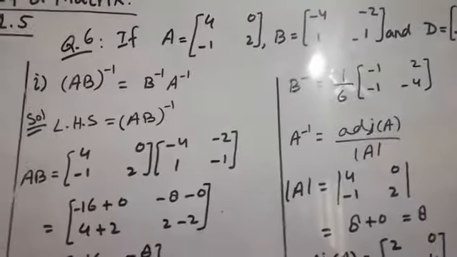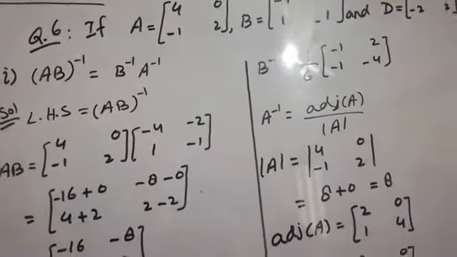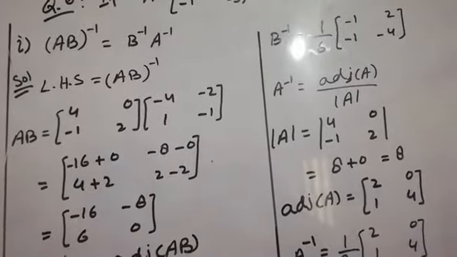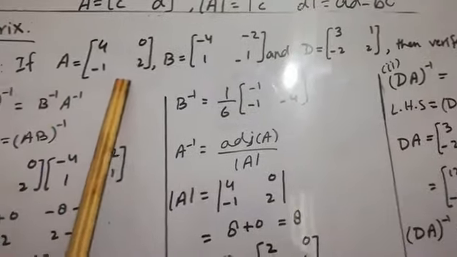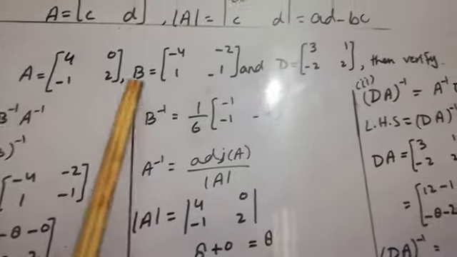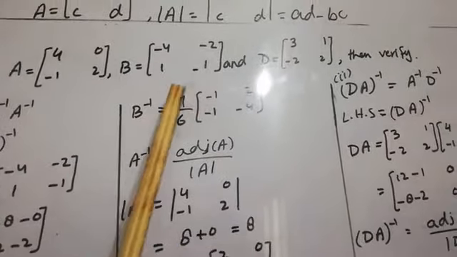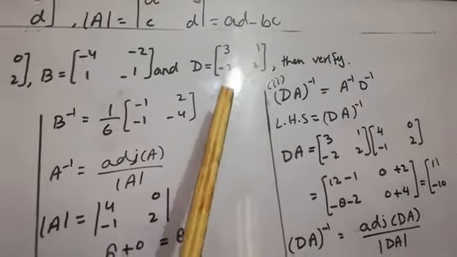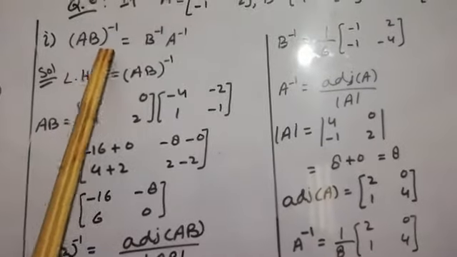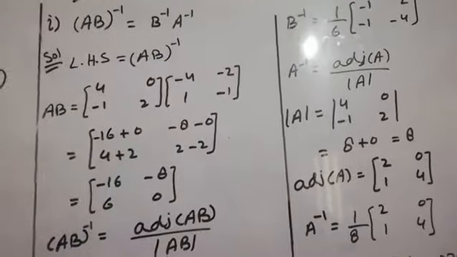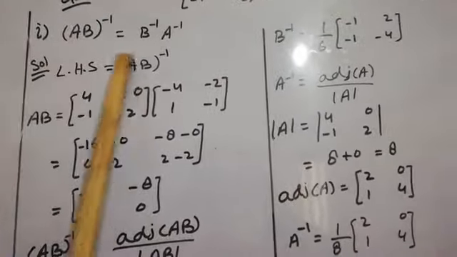This is the answer. Now dear students, we are moving to question number 6, which is very important for the long question answers in the board paper. Question number 6 is: if A is equal to [4, 0; -1, 2], B is equal to [-4, -2; 1, -1], and D is equal to [3, 1; -2, 2], then verify the first part: AB whole inverse equals B inverse into A inverse. This is given in the form of an equation.